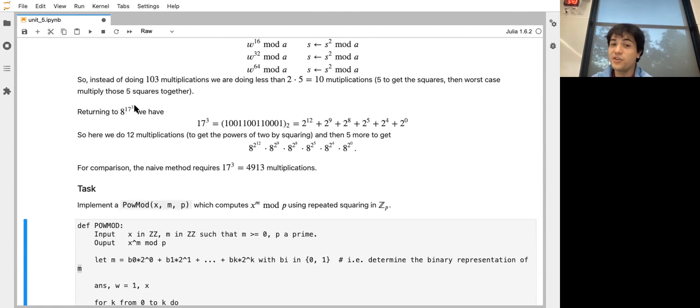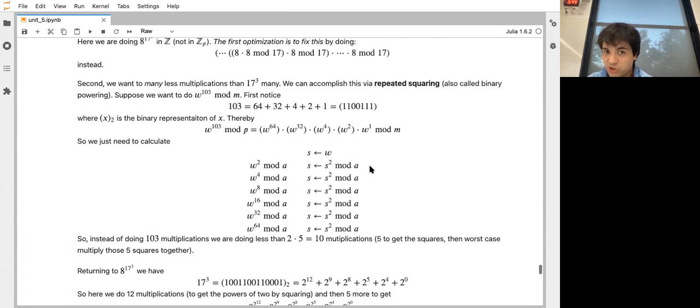Okay, let's look at this again for this huge number, right? This 8 to the 17 cubed. 17 cubed has this sort of writing as a binary number. So instead of doing 17 cubed many multiplications, how many do I have to do instead? Well, I need 12 multiplications to get all the powers, right? So like 0 squared, 4, 8, 12. And then I need 1, 2, 3, 4, 5 more multiplications to actually get 17 cubed. So that's 17 multiplications rather than 4,913 multiplications.